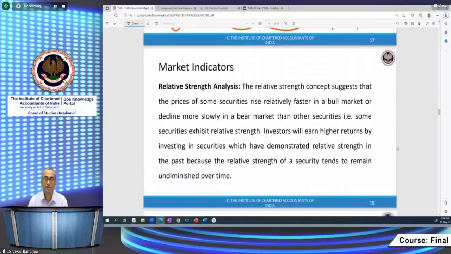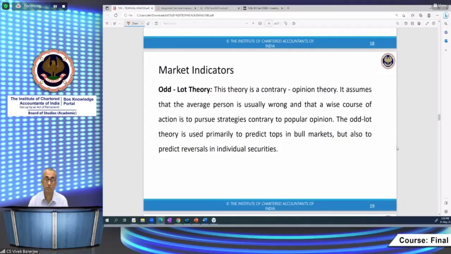Now come to the next point in the market indicator. It is odd lot theory. Odd lot theory is a contrary opinion theory. Most investors like to invest in the stock market simply by getting some suggestion from a friend. If a friend suggests that the price of a particular stock is looking good, you buy it. Or you come across news in the newspaper, or you hear on a news channel that this stock is likely to go up in the future. So you buy it without any research or analysis of your own.